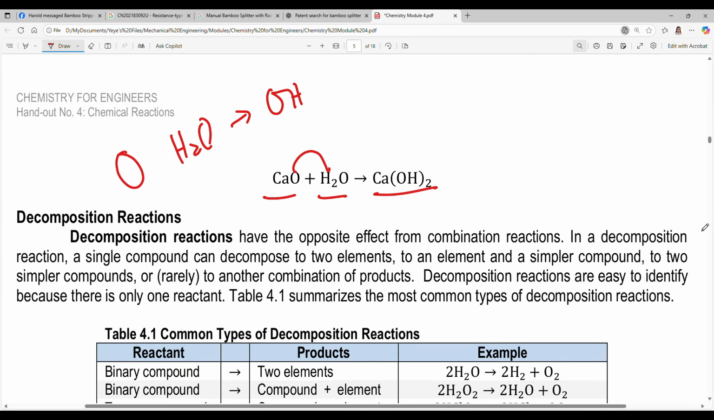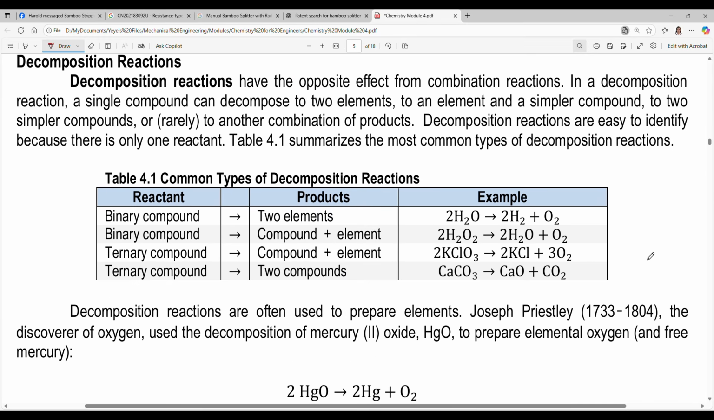Let's proceed with decomposition reactions. Decomposition reactions have the opposite effect from combination reactions. In a decomposition reaction, a single compound can decompose to 2 elements, to an element and a simpler compound, to 2 simpler compounds, or rarely to another combination of products. Decomposition reactions are easy to identify because there is only one reactant.